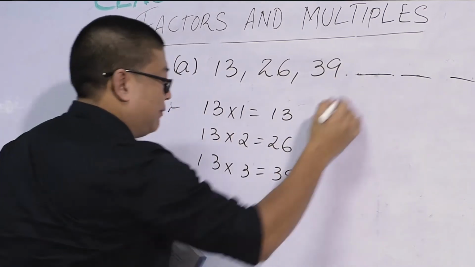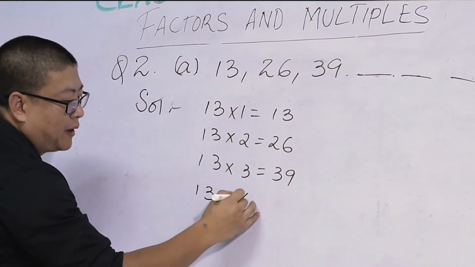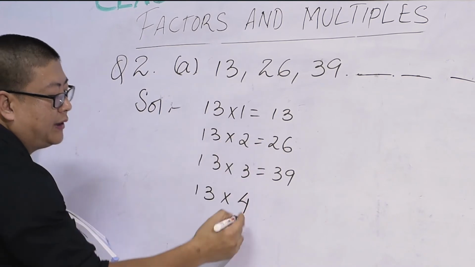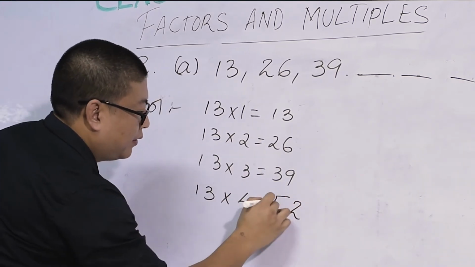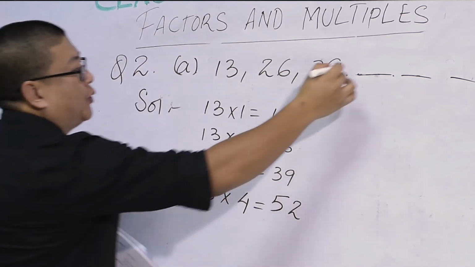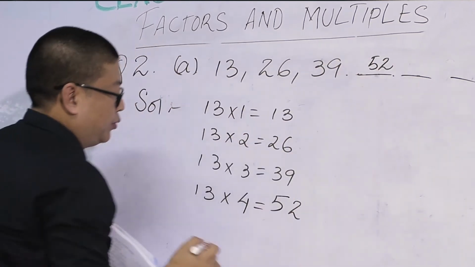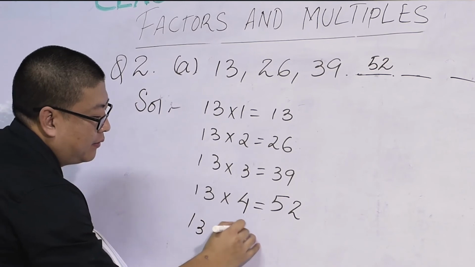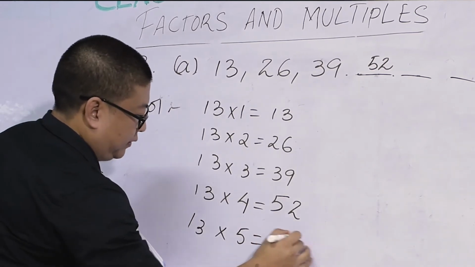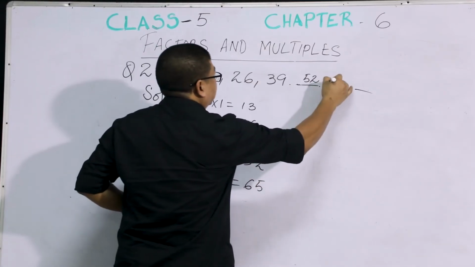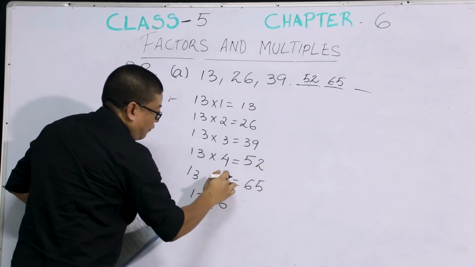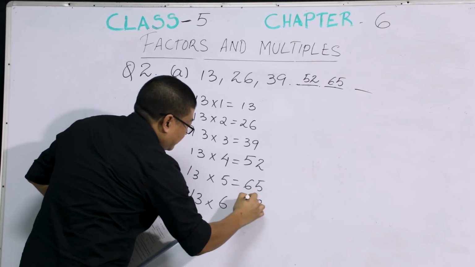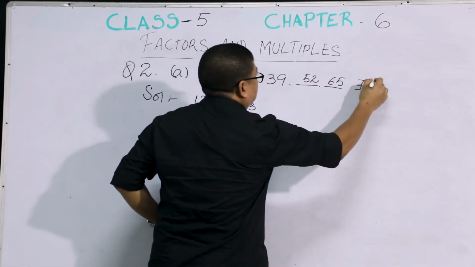Now for the next number, I have to multiply with 4. 1, 2, 3, then 4. If I multiply this, I get 52. So your next number will be 52. Then 13 into 5 is 65. So it will be 65. And next will be 6: 4, 5, 6. So the last number will be 78.